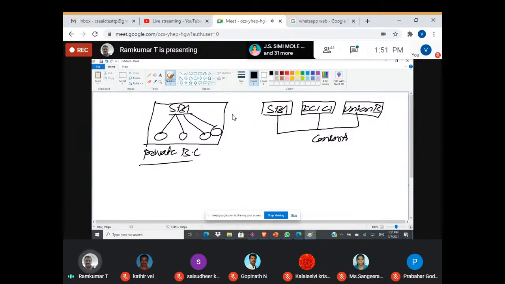Here again, a consortium blockchain is also a private blockchain only. It's not in the public domain. Moreover, it is used by several organizations. So what is the difference between a private blockchain and a consortium blockchain? In a private blockchain, I may deploy the project for a particular organization. If it is a consortium blockchain, I may deploy it for a number of organizations, maybe a few organizations together using the blockchain technology. That is the difference.